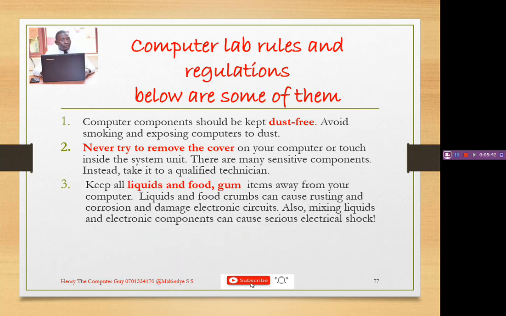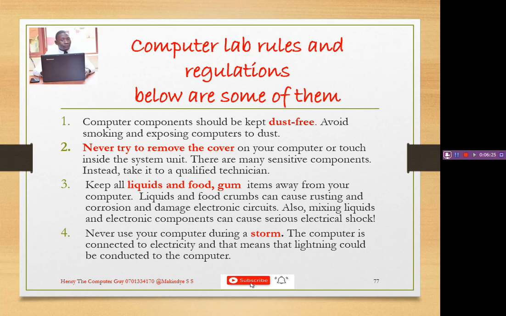We continue. Keep all liquids, food and gum items away from your computer. Liquids and food crumbs can cause rusting and corrosion and damage electronic components. Also, mixing liquids and electronic components can cause serious electric shock. Liquids are supposed to be left out of the computer lab. You have your water, why do you go with it to the computer lab? Accidentally, you're drinking it, you might actually lose some of the components. So liquids are supposed to be left out of the computer lab.